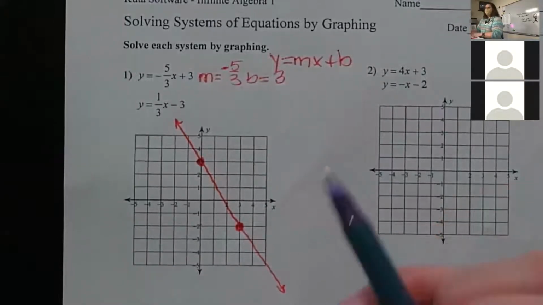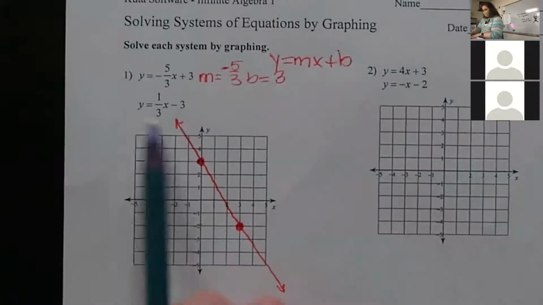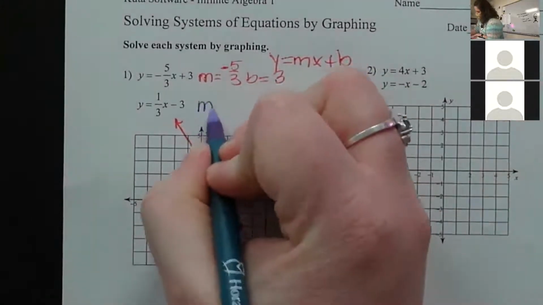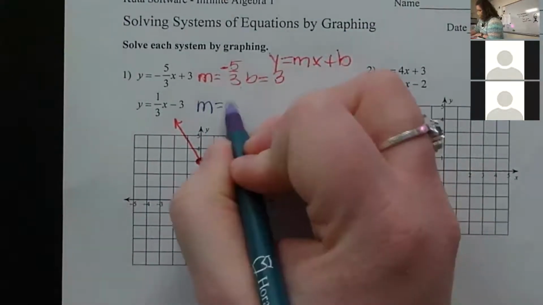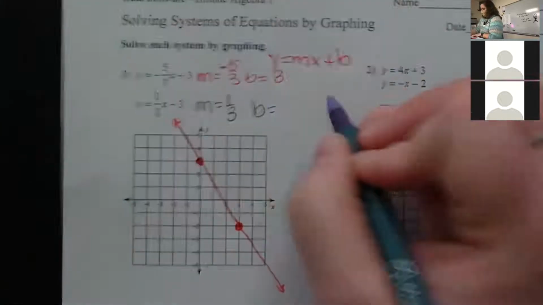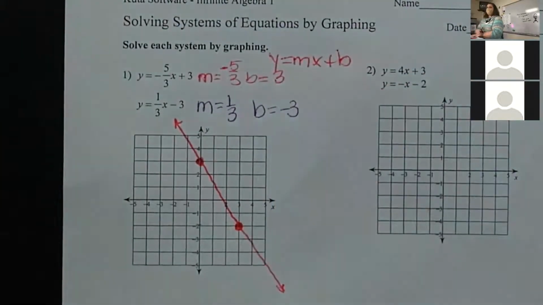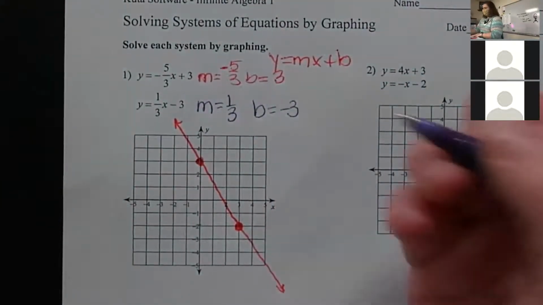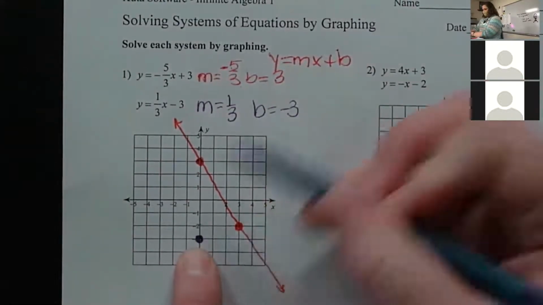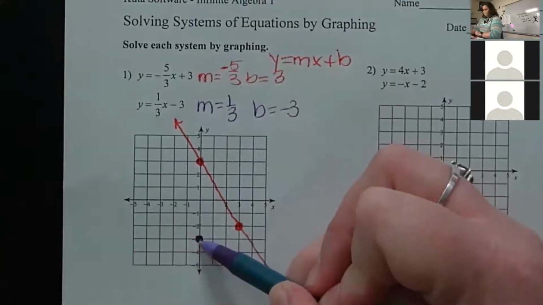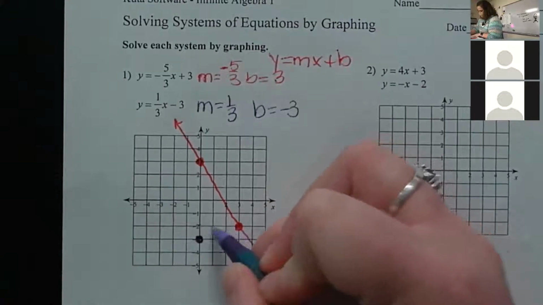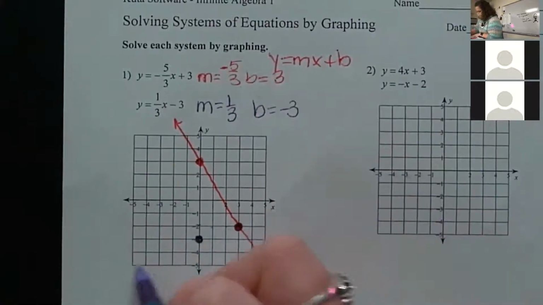Next equation, same process. Is this in my favorite form? Yes. What's my m? 1 over 3, the number in front of the x. Wonderful. What's my b? Negative 3. Do I start at m or do I start at b? B, because that's my y-intercept. Perfect. So I start at negative 3. From there, my slope is 1/3. What does that mean? Up 1 over 3. Up 1 over 3. Oh, look at that.